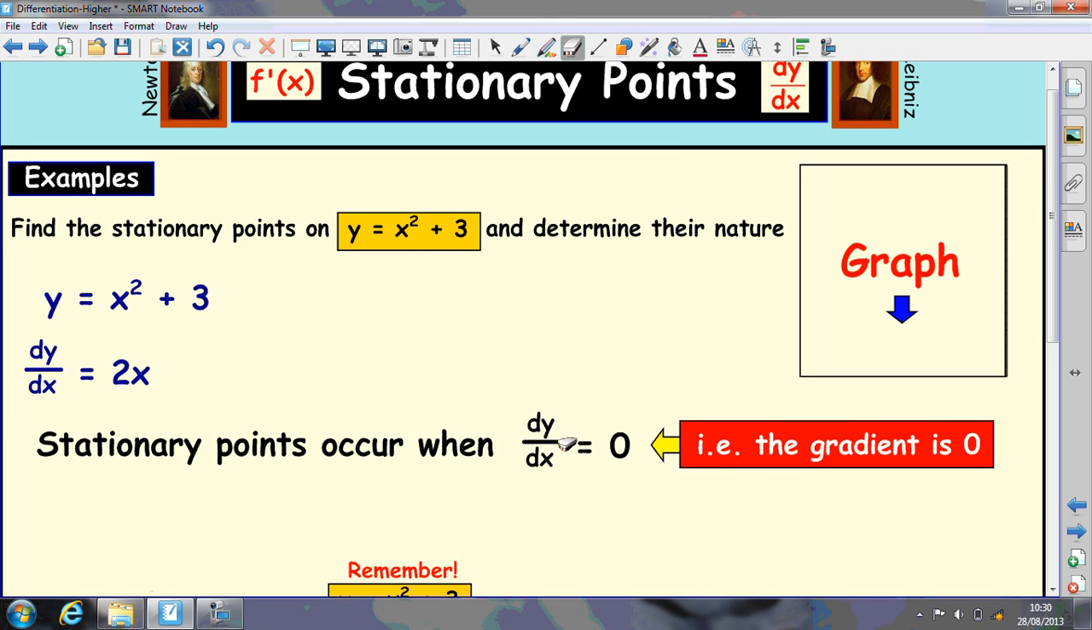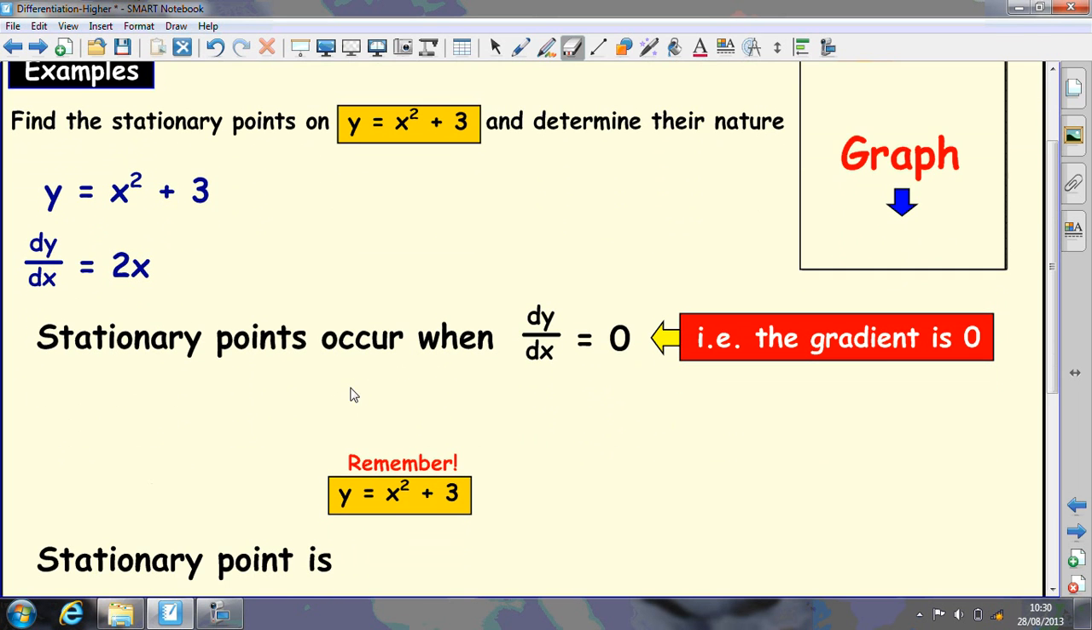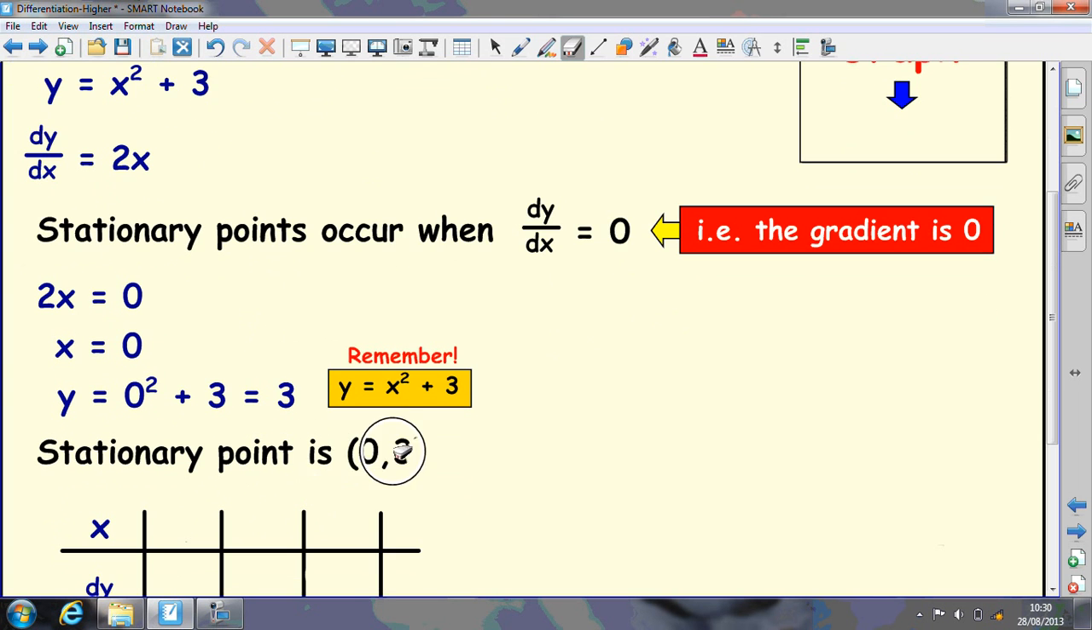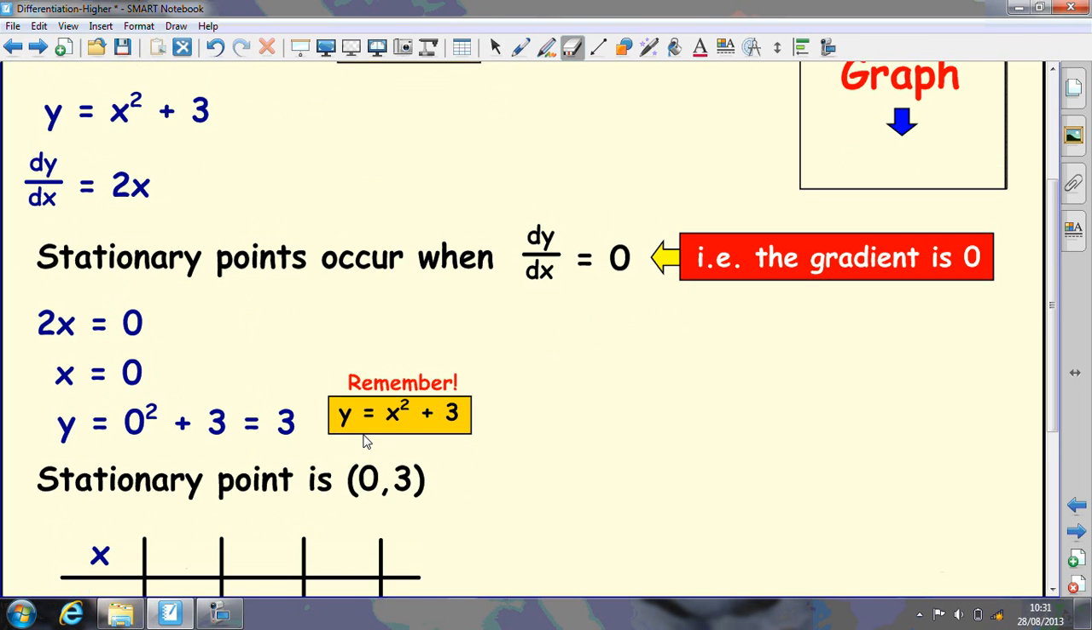Stationary points occur when the derivative is equal to 0. This is when the gradient is equal to 0. Okay, so you let 2x equals 0. This is you setting up the equation, and you solve it. So that means divide by 2, so x is 0. And then we have to work out the y value of the stationary point. So that's the x value of the stationary point, x is 0. You substitute it back in up here to y equals x squared plus 3. So that's 0 squared plus 3, which is equal to 3. So the stationary point in this case is (0, 3).